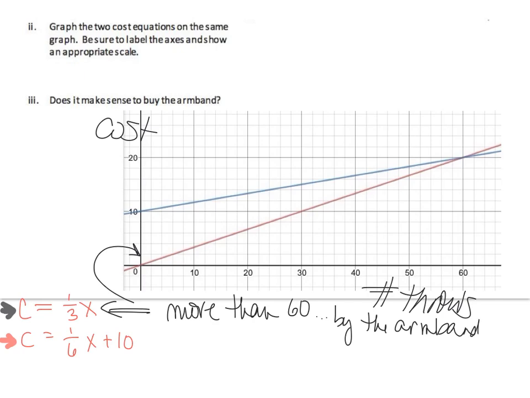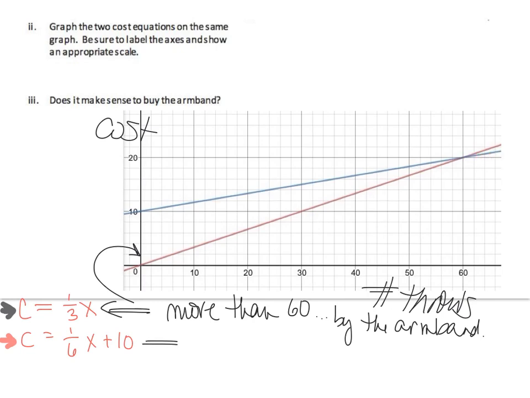And I'll show you again why. This right here is no armband. So here we are. This is cheaper because on my cost axis it's less. This is below the armband graph, it's lower, so the cost is less. And then once we hit 60 throws, the red graph goes above the blue graph, so the cost becomes more for no armband. If we follow this one, the cost is more, because it's higher on the graph, it's above the red line. So this one is more expensive. Here they're equal, and then it's cheaper.